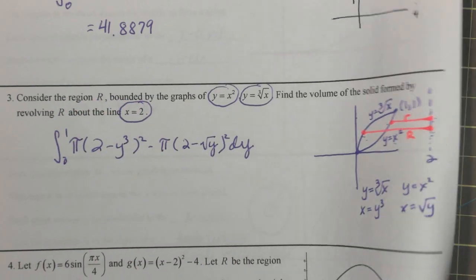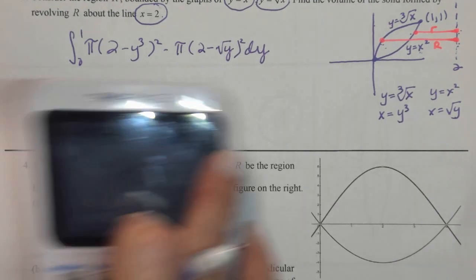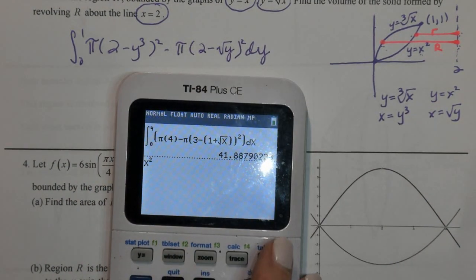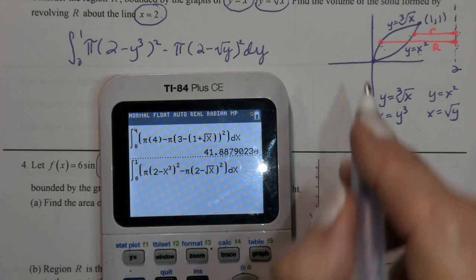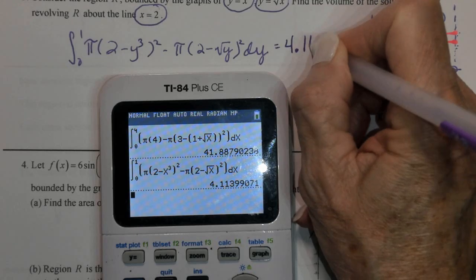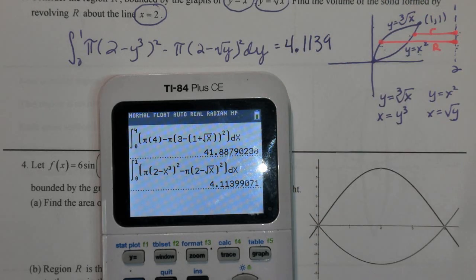And to our calculator we go. So, let's see, Math 9. 0 to 1, pi times (2 minus y cubed) squared, minus pi times (2 minus the square root of y) all squared, dy. 4.113 or 4.114.